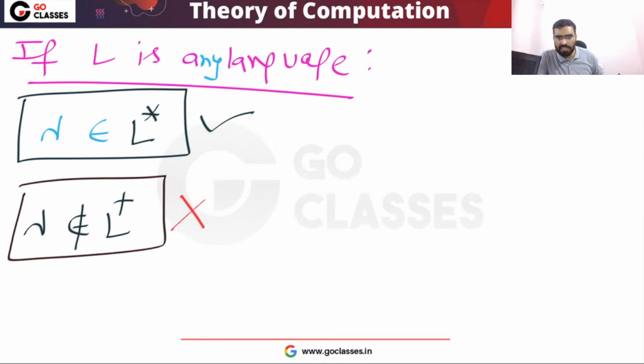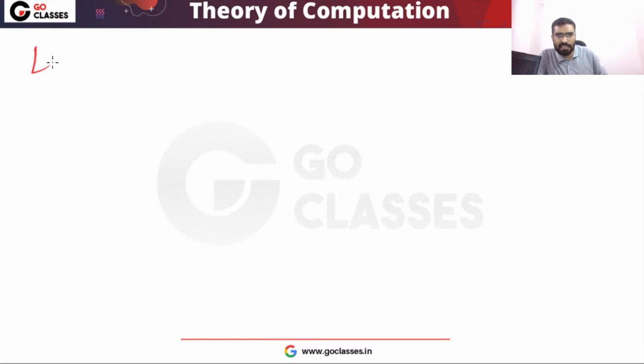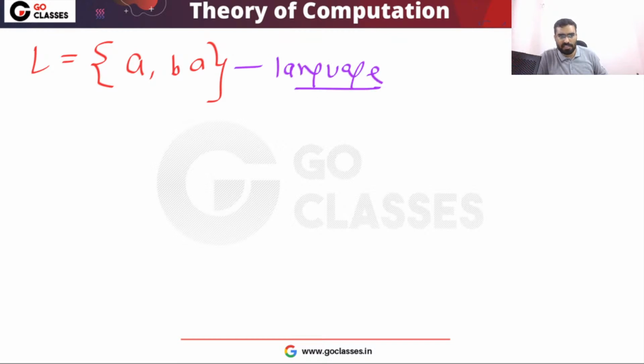What is the reason? Very simple. Take this language, A, comma, BA. Is this a language? Yes, this is a set of strings, not the set of all strings. This is a finite language, but the point is this is a language because it is a set of strings. And you can notice the empty string does not belong to this language, correct?